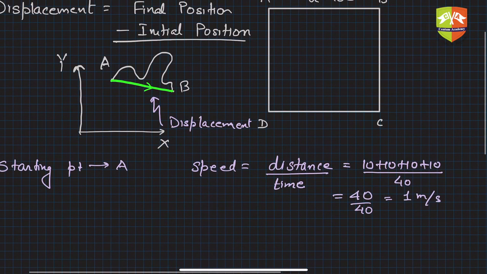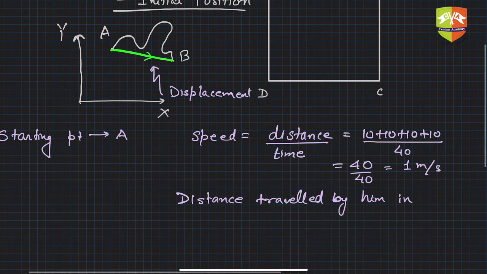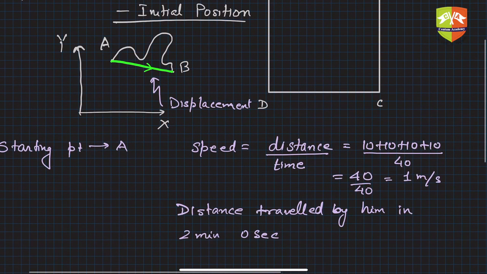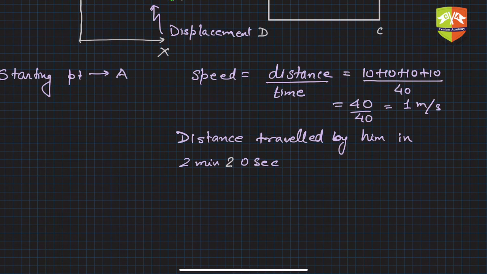Now the distance traveled by him in 2 minutes 20 seconds. Be careful, the time given is 2 minutes 20 seconds. This has to be converted into seconds only. So 2 into 60 seconds plus 20, that means it is 140 seconds, correct?